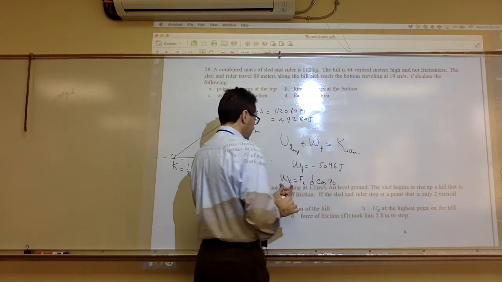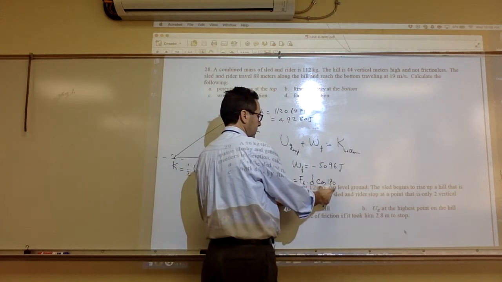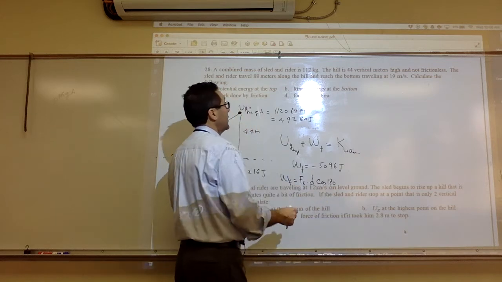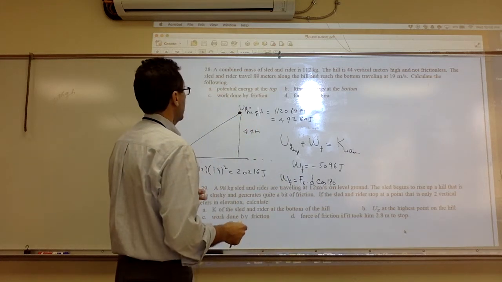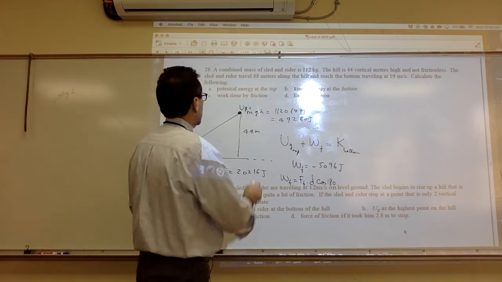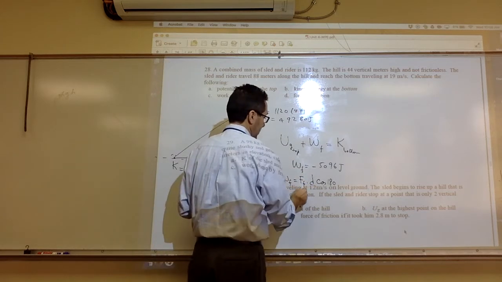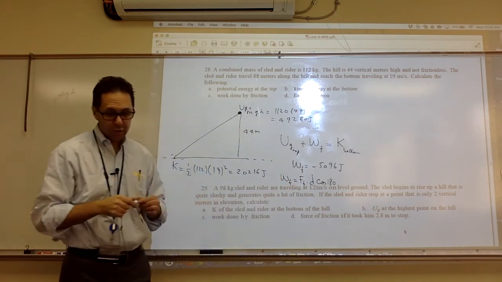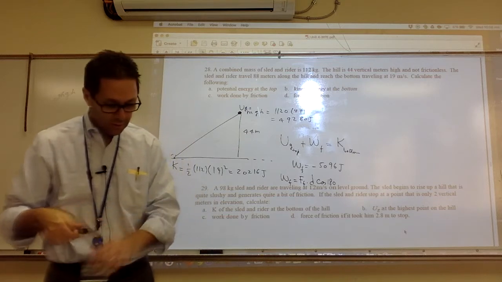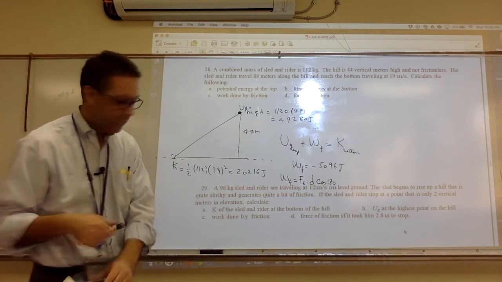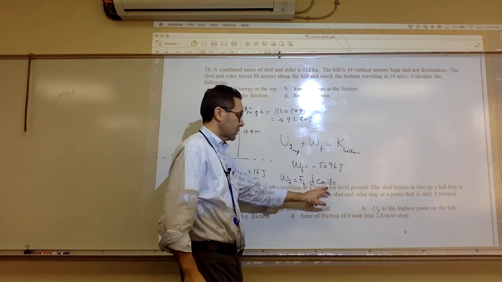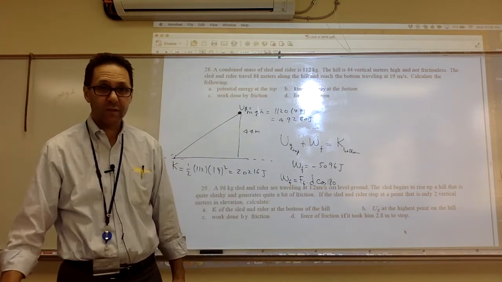Now, you have this number. Cosine of 180 is negative 1. And I think we have the length of the ramp, which is 88 meters. You plug that in for D, and you can find the force, and that should be 1820. If you come up with the negative, you probably forgot the cosine of 180, so you go back and fix it.